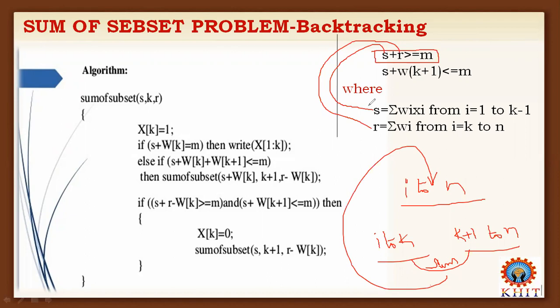That means initially you need to calculate the value of S, and later on you need to calculate the sum of the other part. If you apply the two values, you will get a sum which cannot exceed the value of M, and which can be equal to M. Then only you will get the solutions which satisfy the given condition. So this is the sum of subset problem algorithm.